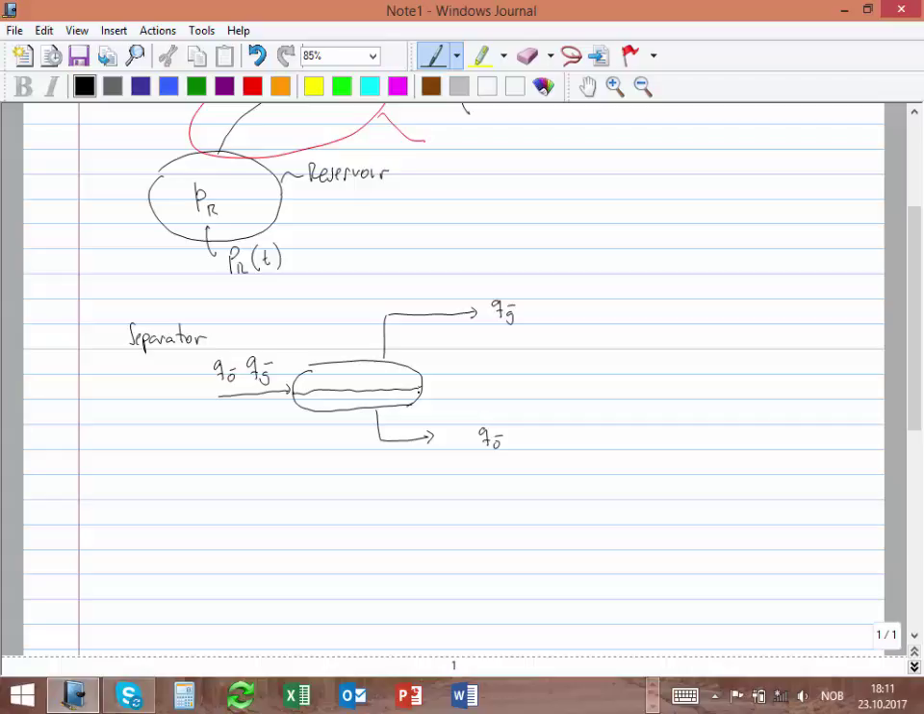First, we have to know what pressure we are talking about. So we make a hole on this separator and stick a pressure gauge where we can actually measure the pressure of the separator. And if you want to keep the pressure constant, you have to be sure that everything that comes in is exactly equal to everything that comes out. There has to be mass conservation within this volume.